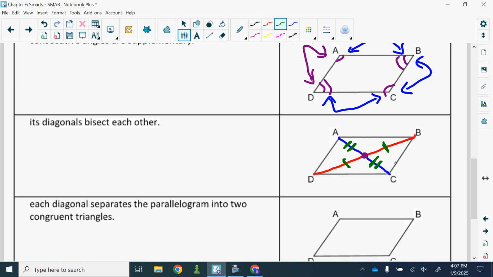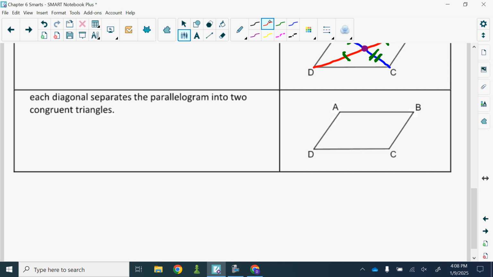Now note that for a parallelogram, the diagonals have no other real relationship to each other. By that, I mean they are not per se equal to one another. It's just that respectively, each diagonal itself is cut into two equal halves.